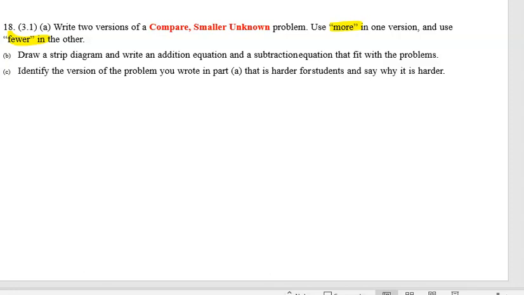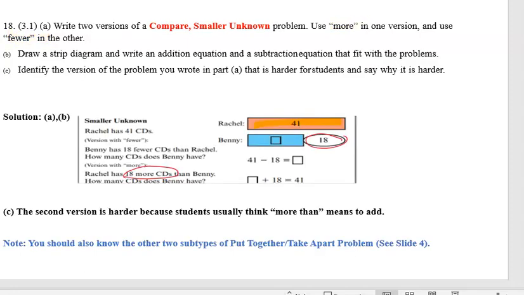So we want to make sure the word problem we write uses the word. We actually will ask you to do both versions. So when you take the exam, I may ask you to do just one of the versions, the "more than" version or the "fewer" version. We also have to do a strip diagram, an addition equation, a subtraction equation, and identify which version is harder. So let's look at the two versions.